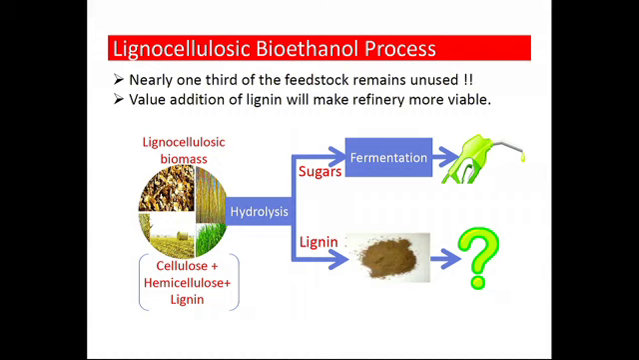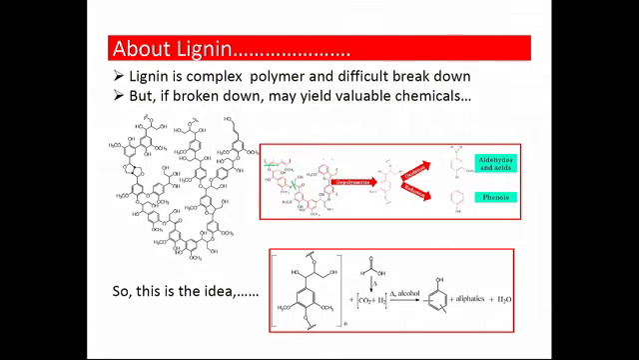However, the process that is used to convert this feedstock to ethanol utilizes only the cellulose and hemicellulose and converts them to ethanol, and leaves lignin as it is. So nearly one third of the feedstock is wasted or not utilized. Next, please. Lignin is a complex biopolymer with varieties of functional groups and bonds attached to it. It is difficult to break down.